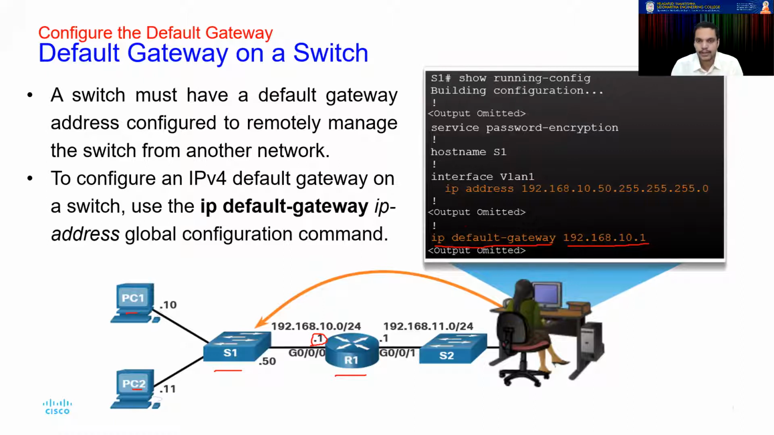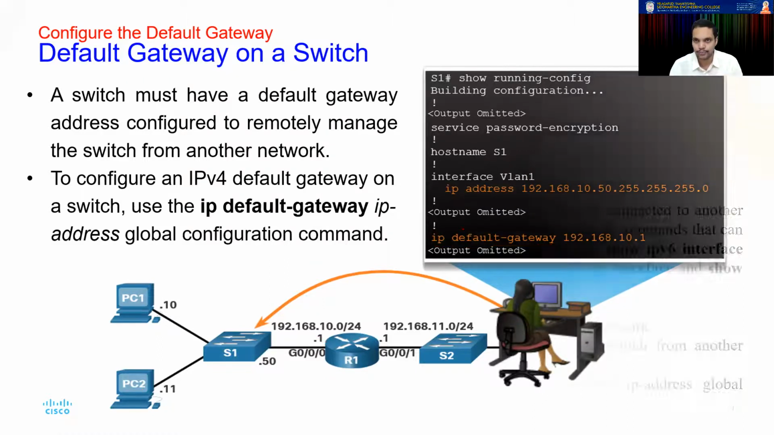Please observe that during default gateway assignment, we don't mention the subnet mask. Please keep that in your mind. So this is regarding the default gateway on a switch. This and the interface IP address assignment on a router are the only new things. The rest are very similar to whatever you studied in module 2.